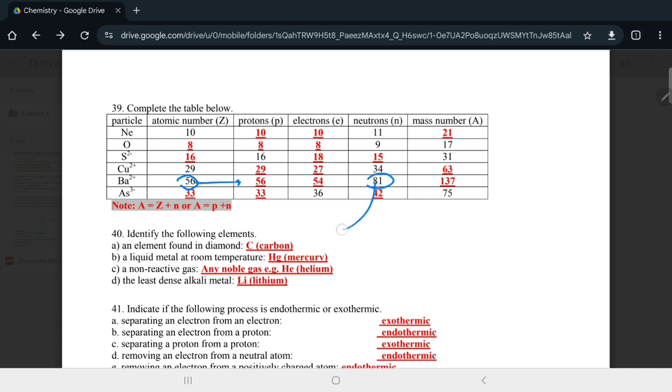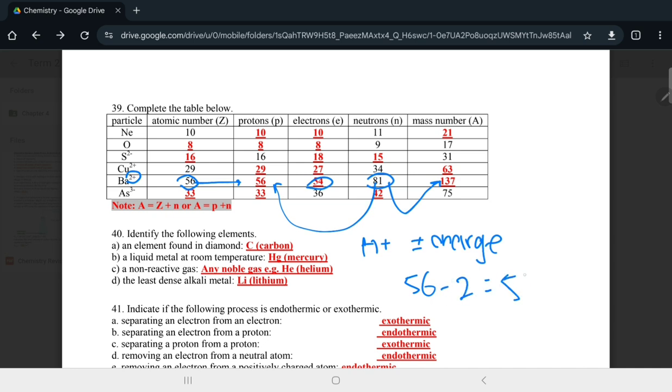Neutrons is 81, so you do 81 plus 56 to get the mass number. And then you're left with the electrons, which is, again, I repeat, the protons plus minus the charge. The protons is 56. And here they gave us that there is 2 plus barium. That means that there are 2 more protons than electrons. So we do 56 minus 2, which will get you 54.